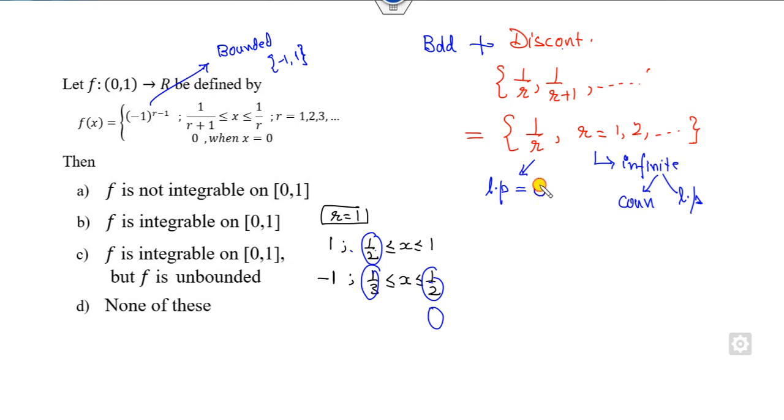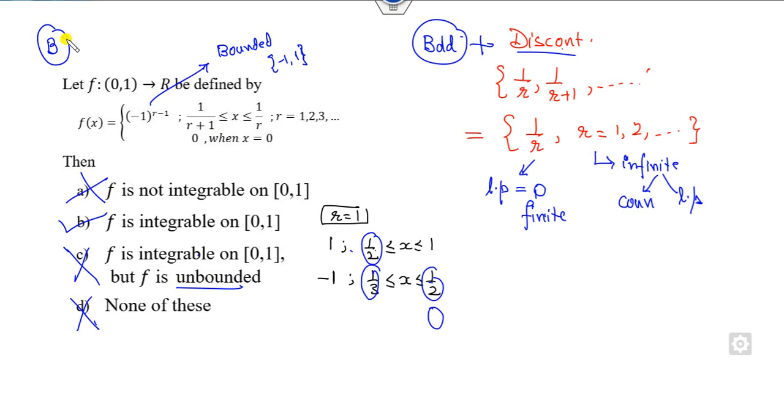The limit point is 0, which is finite. So once the limit point is 0, finite, it is also bounded. Is it Riemann integrable? It's not Riemann integrable. Cancel. He said f is integrable but not unbounded. It's a cancel option. None of this is cancelled. B is my correct answer.